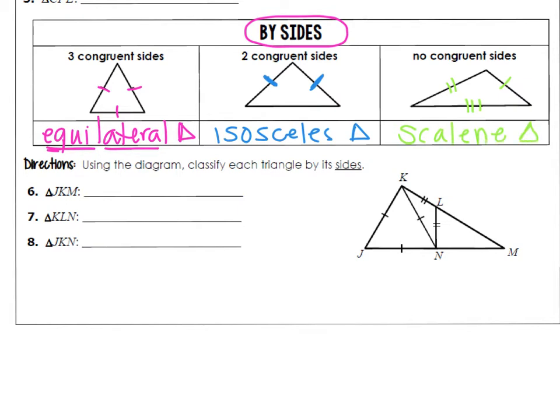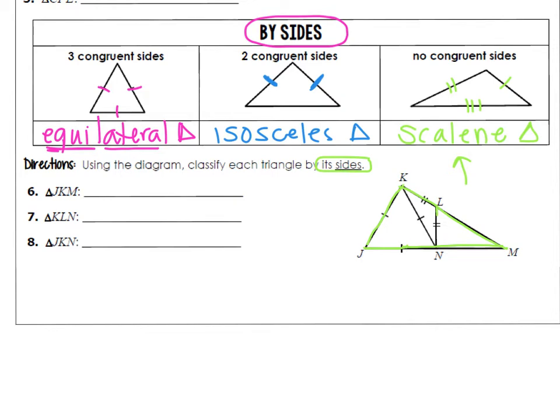Directions: using the diagram, classify each triangle by its sides. So we're only using the words right above here. Number 6, triangle JKM. So find the vertices and trace that out. JKM. I went to the wrong place there. Let's try this again. J to K and to M. All right, so this would be a scalene triangle.